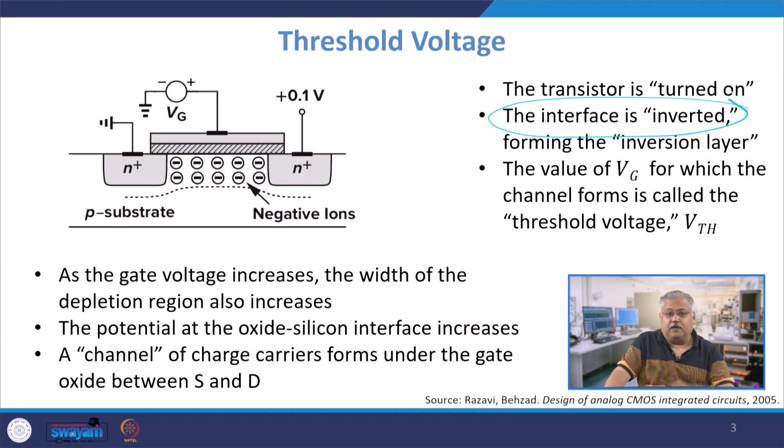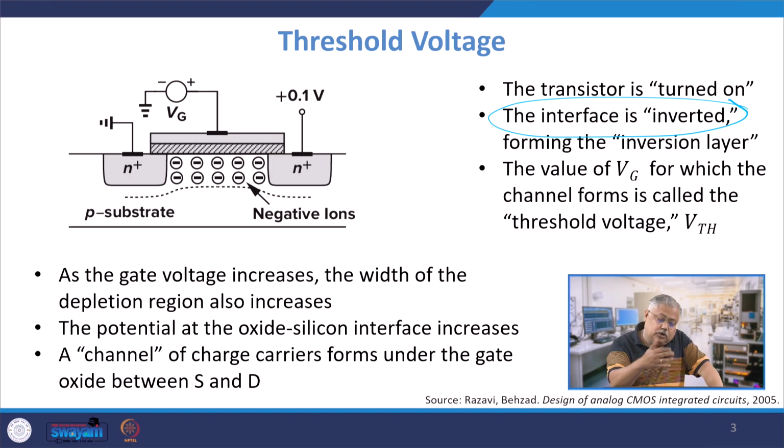So the concept is that the interface is basically inverted. That's what is written here, right? And therefore it forms an inversion layer. So the value of Vg at which this phenomenon happens is referred to as the threshold voltage, correct? And this threshold voltage depends on many factors, we will come to that now, but typically the threshold voltage is defined in this manner.